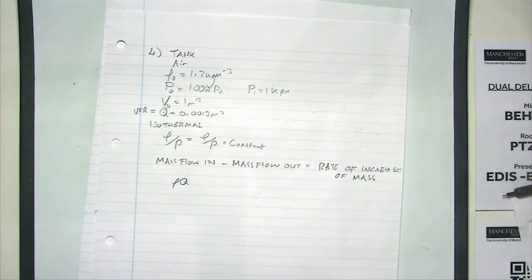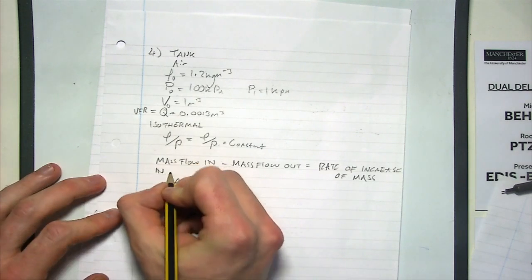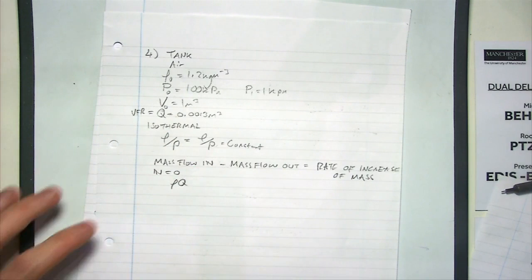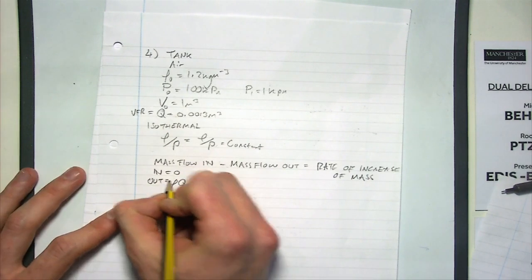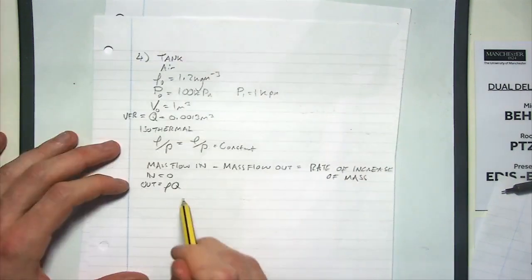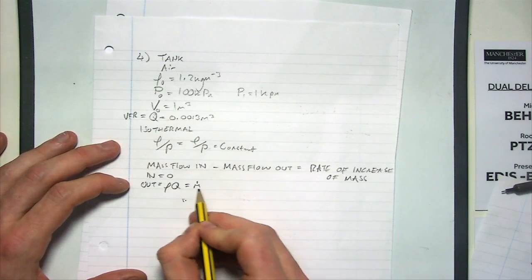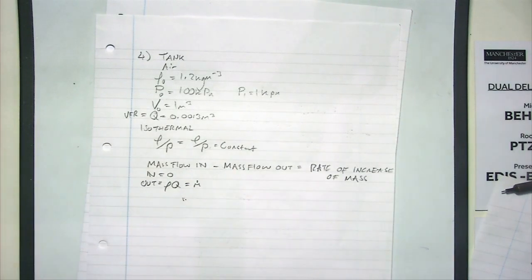Where are my notes? There they are. So we've got nothing flowing into the tank. The tank is being drained of its precious air. Out is that mass flow rate, which is this. I'll write it like this. That's mass flow rate, that's what it usually looks like: mass with a little dot on it, meaning the time derivative of mass.